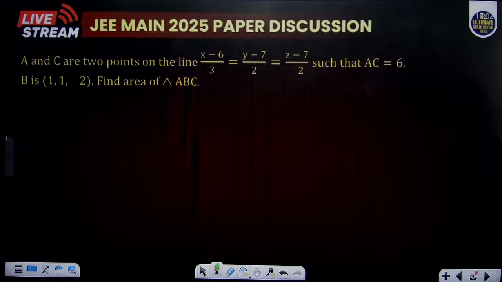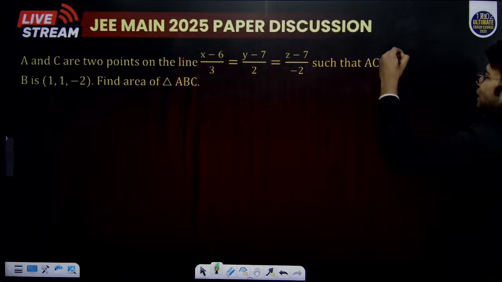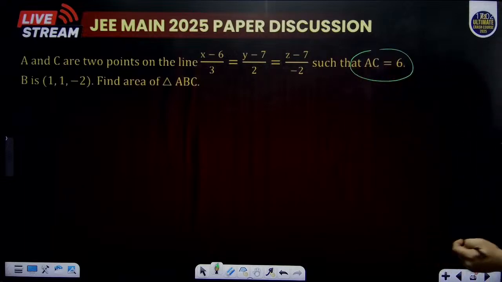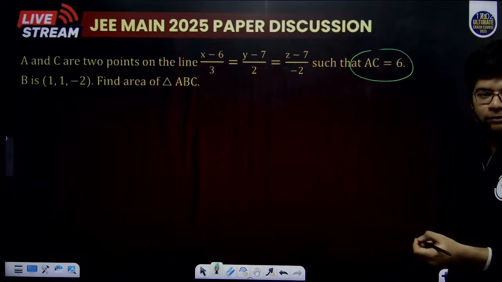Moving on to the next question. A and C are 2 points on the line such that AC is equal to 6 and B is (1, 1, minus 2). Again, this information is sufficient to solve the question. You want to find the area of triangle ABC.